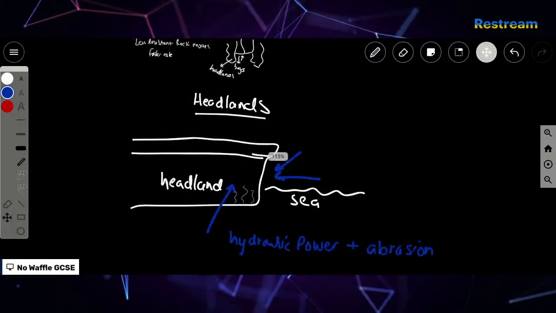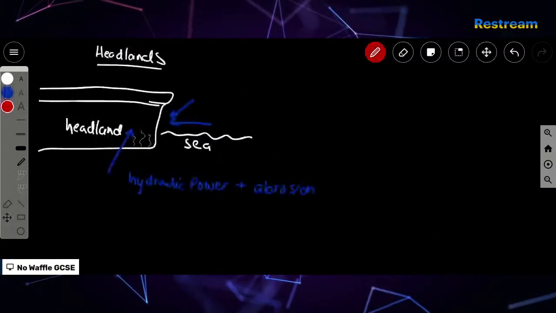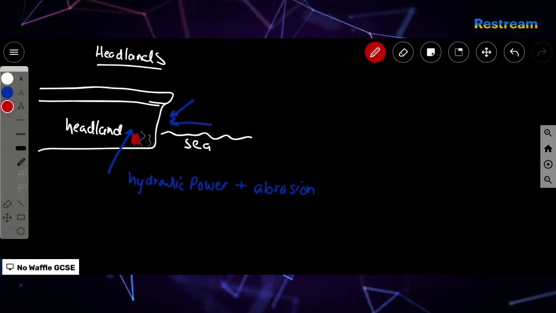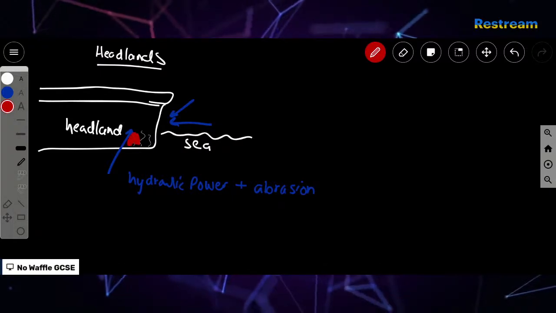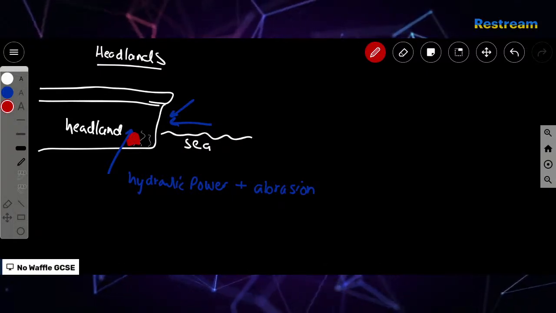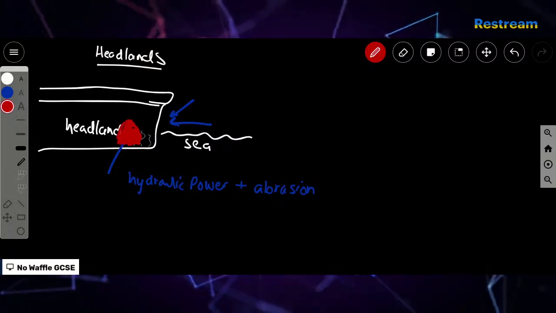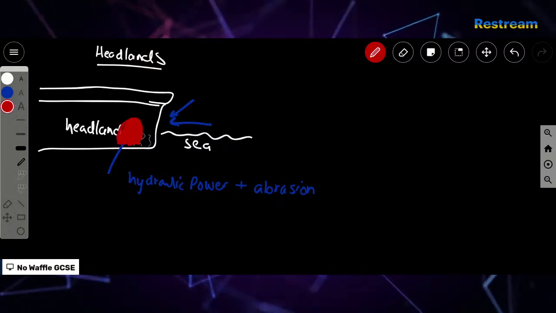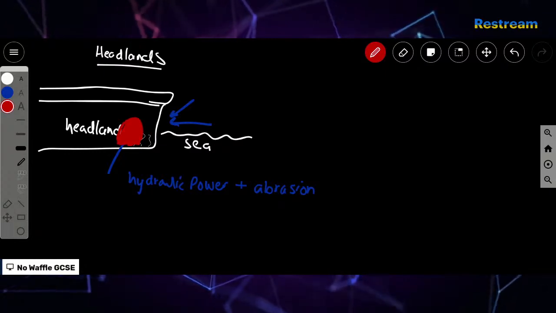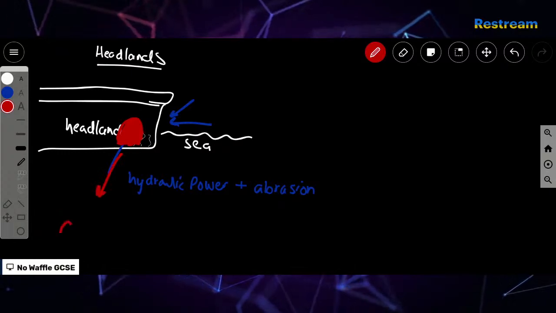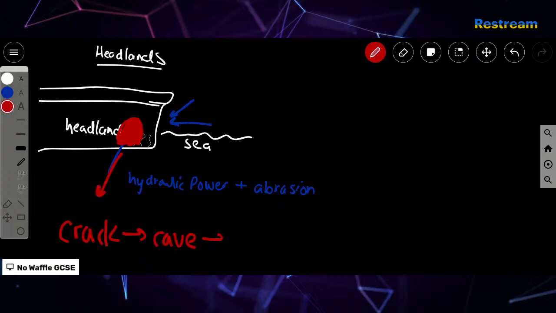Then this repeated erosion eventually causes something more to form. We then see a cave forming. So we've got from a crack to a cave. Now this cave then only begins to widen and widen and widen until it continues to go throughout and deepen, until the cave breaks through the headland and then forms an arch. So we have a crack, then a cave, and then an arch.